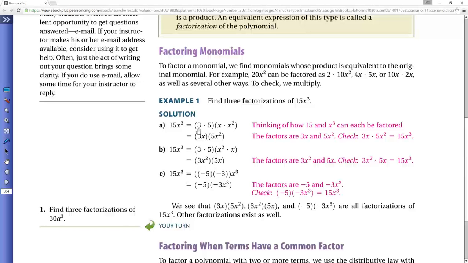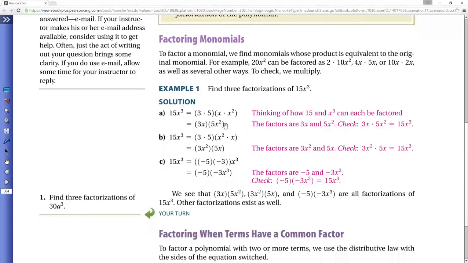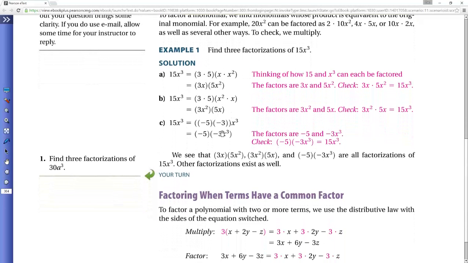Prime means that the only factors of 3 are 1 and 3, and of 5 are 1 and 5. The definition of prime again is it has exactly 2 factors, or numbers that I can multiply together to get that same number. So thinking how 15 and x cubed can be factored, we can write this a lot of ways. In fact, I could write more than this. I could break this up. I could change order with the commutative and associative properties, and I could write out that x squared as x times x, and so on. So that's what they're showing us here.